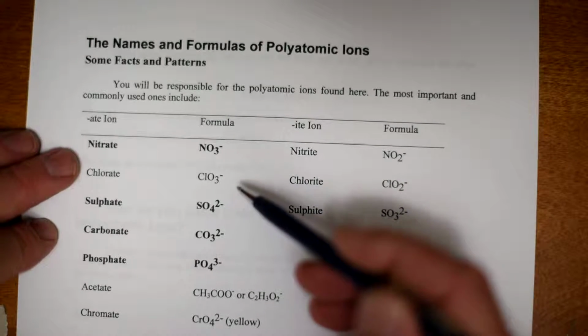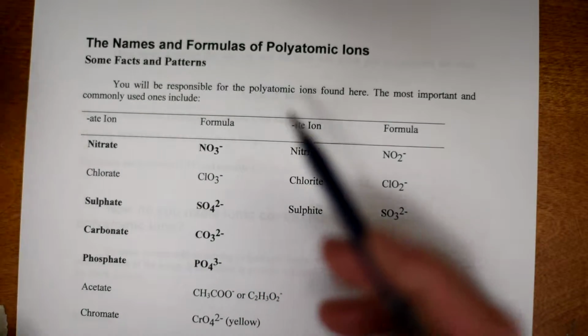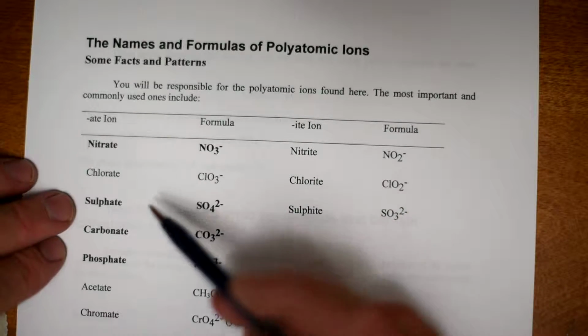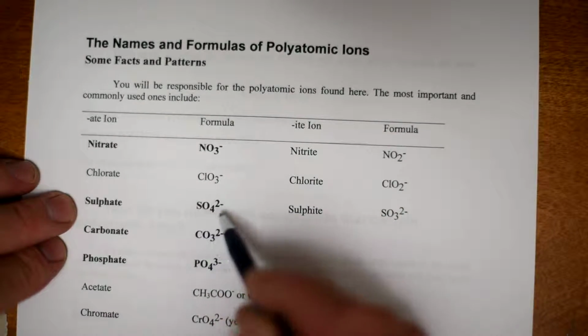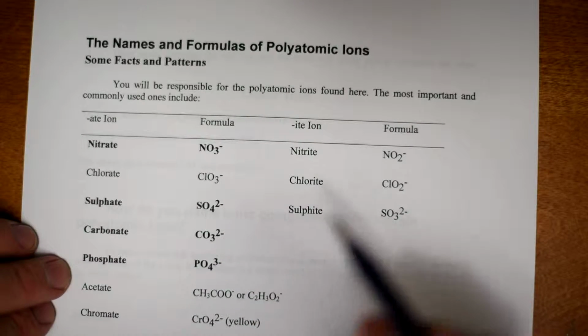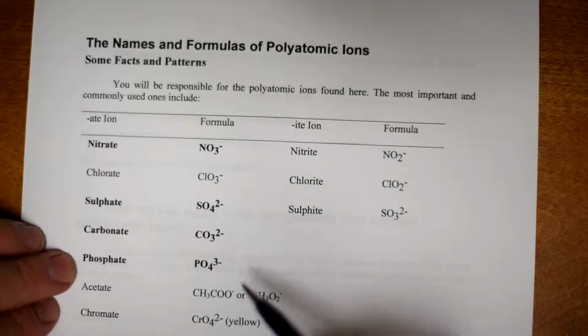You can read these just as well as I. You have to know the charge, by the way, so you can't just say nitrate, oh, that's NO3. No, it's NO3 minus. Chlorate, ClO3 minus. Sulfate, very common, SO4 2 minus. Carbonate, which you're probably aware of, CO3 2 minus. Phosphate, found in bones and teeth, PO4 3 minus.